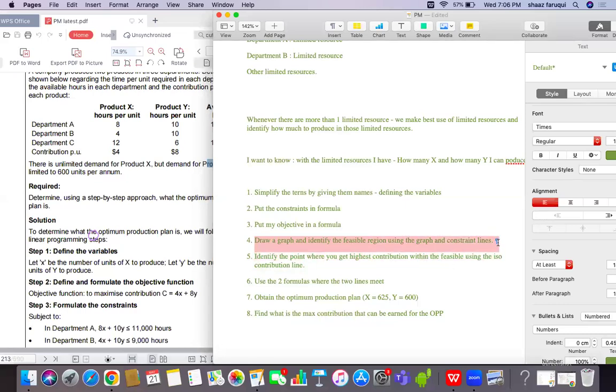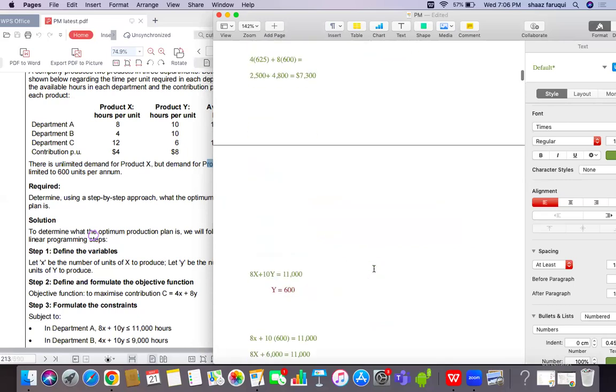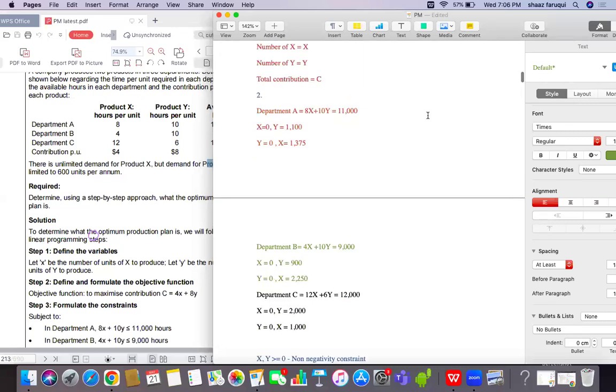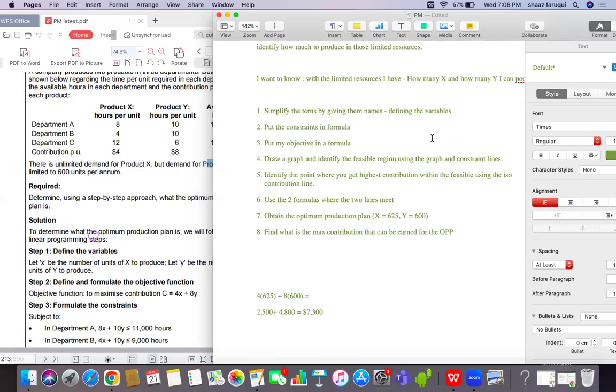Using that, the region within all the lines is the feasible region. My answer has to be in that region. I'm not allowed to cross that region. 5th step, you create an ISO contribution line, which is a fake line using a fake total contribution. Actual total contribution is 7,300, but I used a fake total contribution of 800. Why? To get the ISO contribution line, not the actual contribution line. It's a pseudo, pretend, imaginary contribution line, just to get the slope of the line.